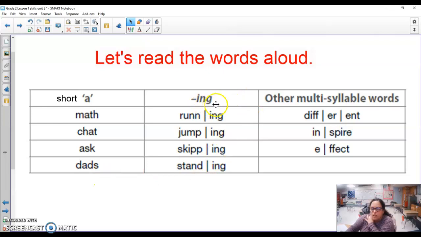And then we have ing that is added to the end, so it makes it a two-syllable word, because when you add suffixes to words, they go at the end and it adds another syllable. Remember we talked about this, like ing or ed adds another syllable. So let's read these words. Running, jumping, skipping, standing. And then we have some multi-syllable words that are going to be in our story today. Let's read them. Different, inspire, effect. All right, good job.